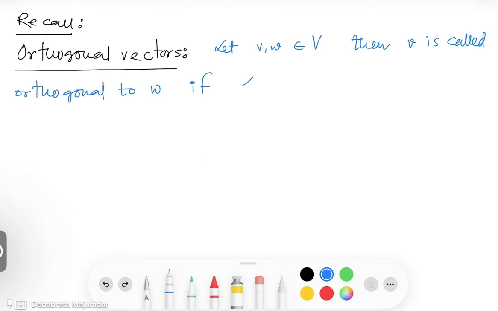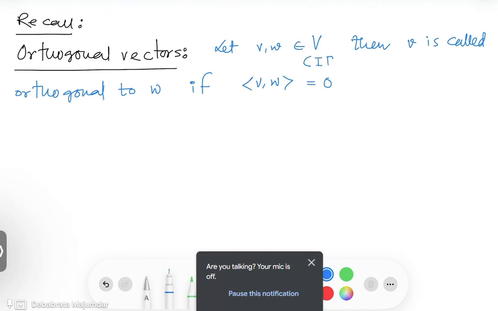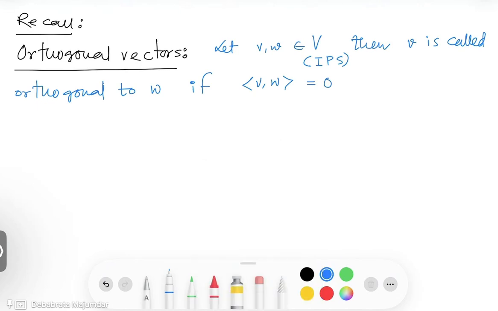So if the inner product of V comma W is equal to 0. Okay. So since I am talking about the inner product, this vector space is basically an IPS. I mean, this is an inner product space.